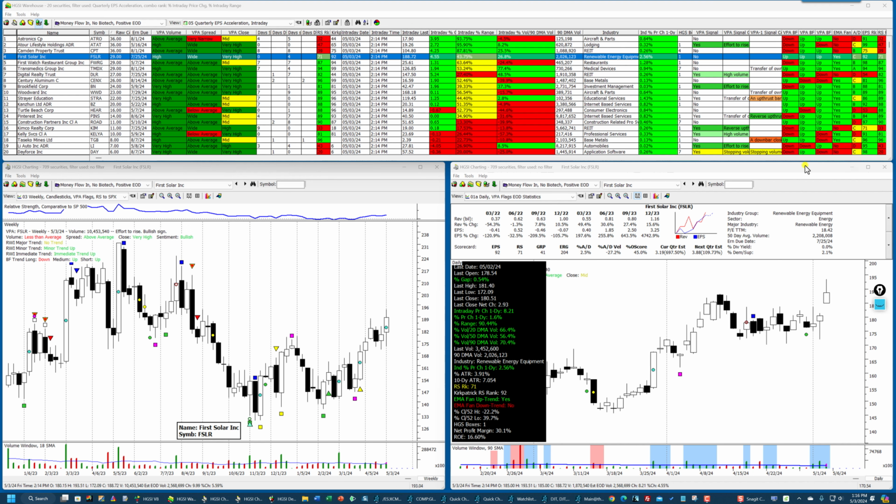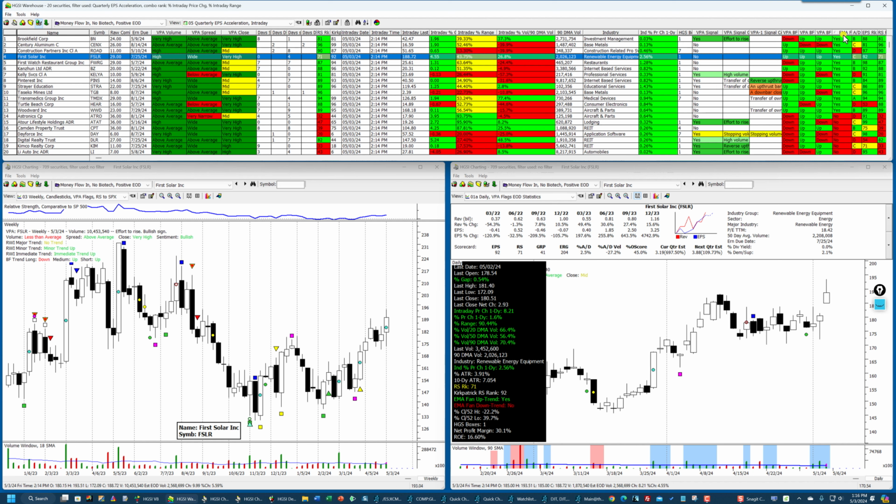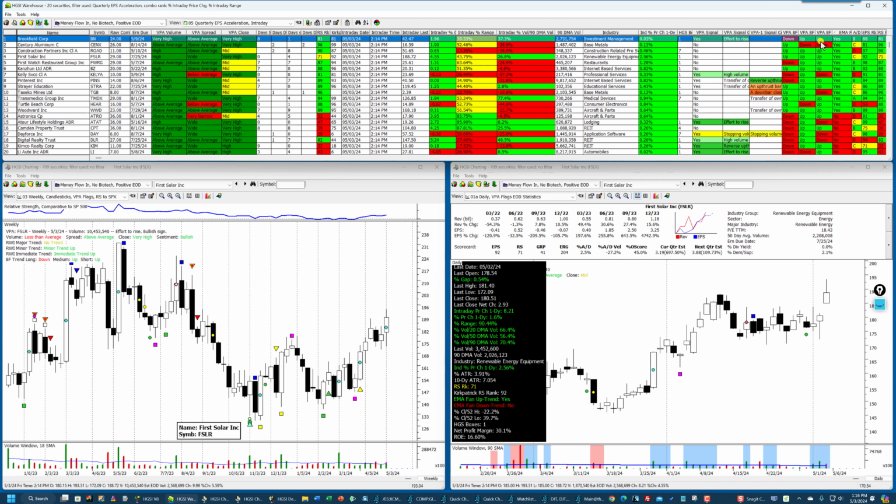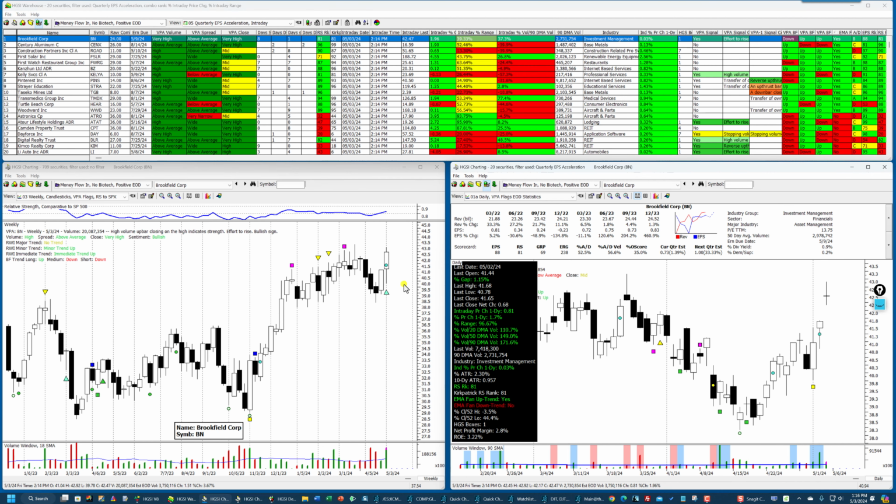Now, a really quick way to see stocks, or where you can find the strongest stocks, is on the uptrend column right here. If you just look at the stocks where the fan is in place, let's see what this looks like.